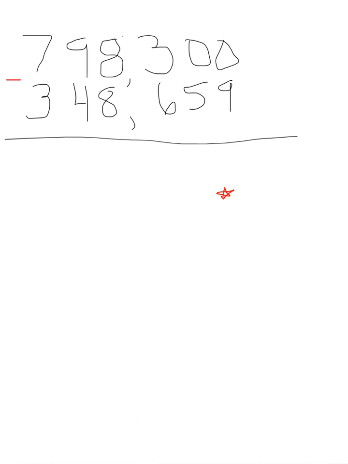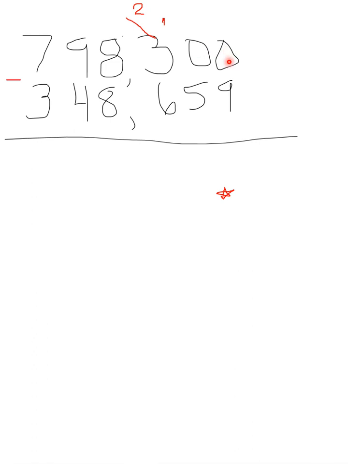I can take 100 from this and make it a 200 and add that 100 over here. So now I have 100. Now I can work this problem, okay? Because now I have something from over here to borrow from here.